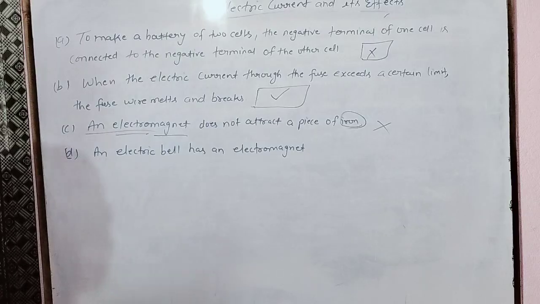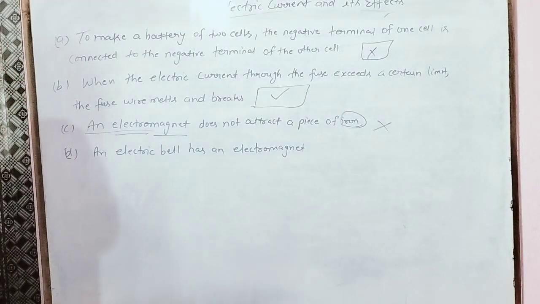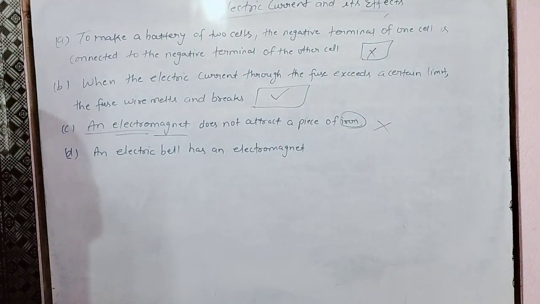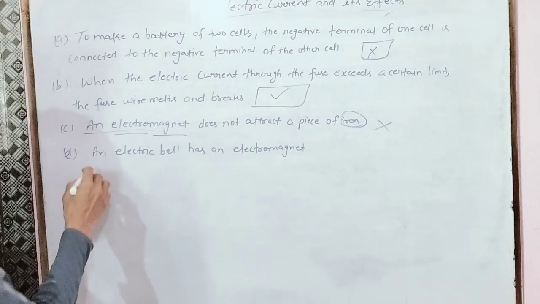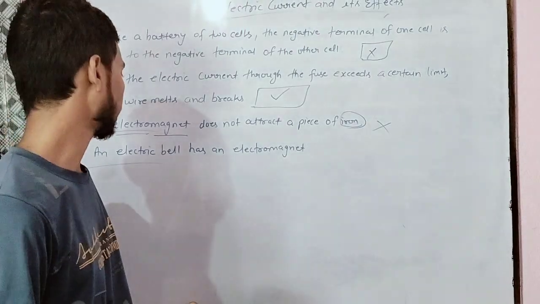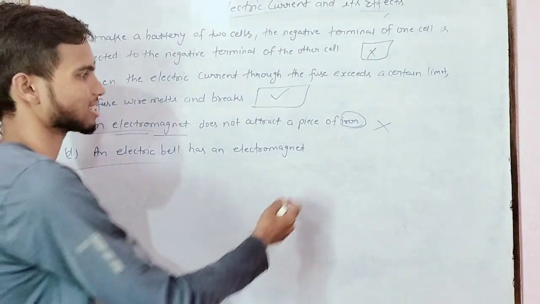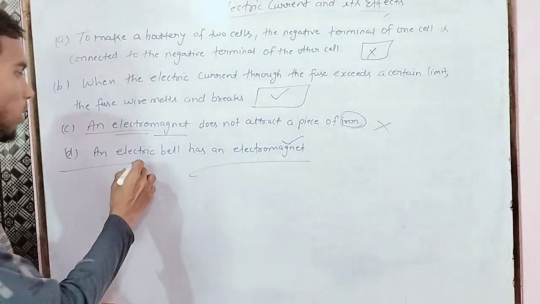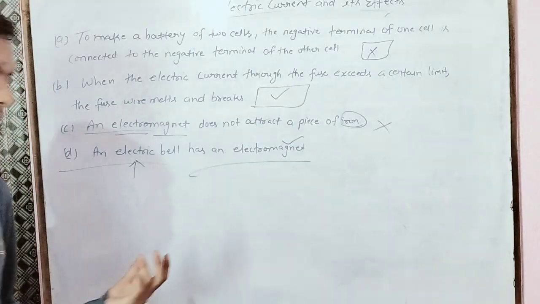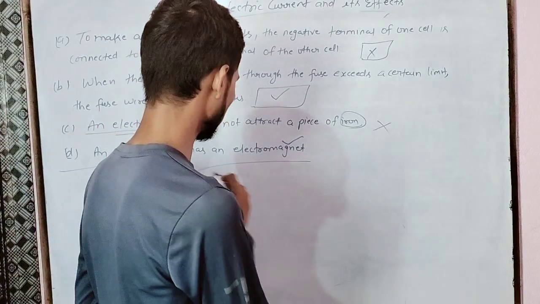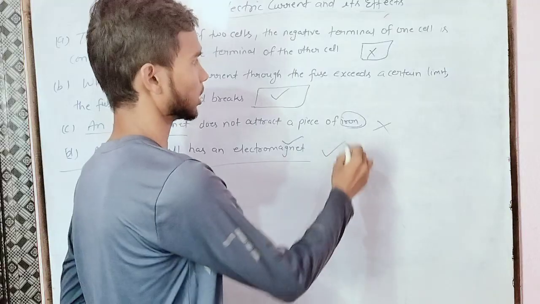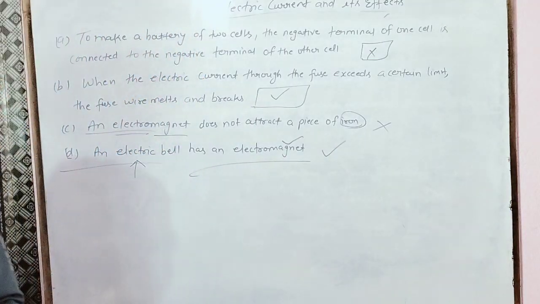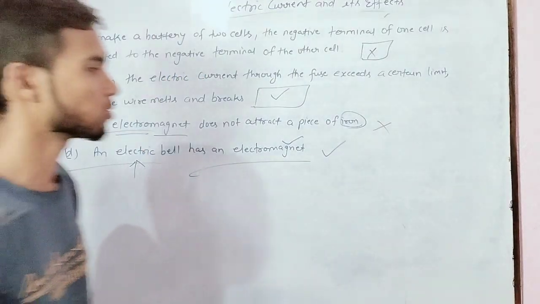The work of an electromagnet: it attracts magnetic materials. Okay, and an electric bell has an electromagnet. Yes. So of course this bell will have an electromagnet. That is true. That's all from this slide.